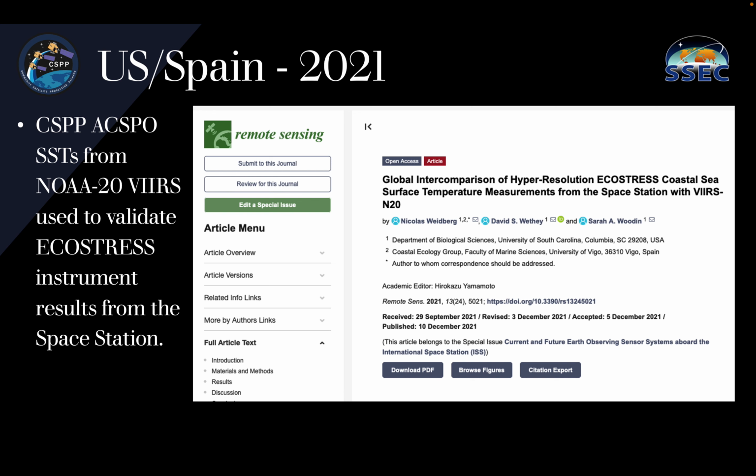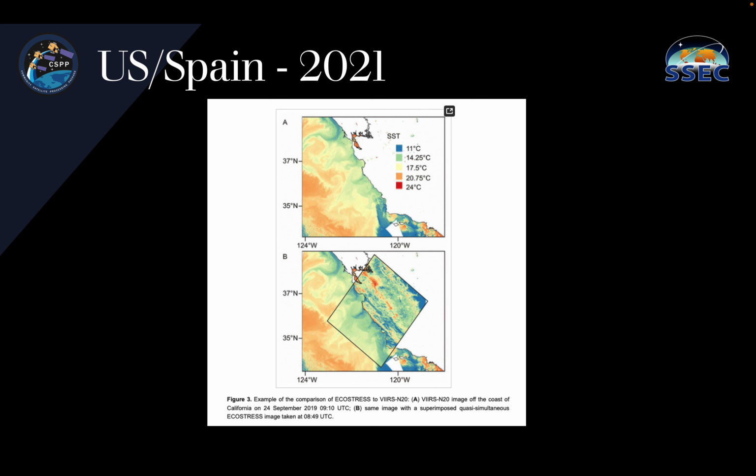So then there was this publication that was published in Remote Sensing in 2021, and this was done by some researchers in the US and Spain, from the Department of Biological Sciences in South Carolina, as well as the Coastal Ecology Group from Spain. They used CSPP ACSPO sea surface temperatures from NOAA 20 VIIRS to validate the ECOSTRESS SSTs that were retrieved. So that's the instrument on board the space station. And this is a screen capture from that publication.